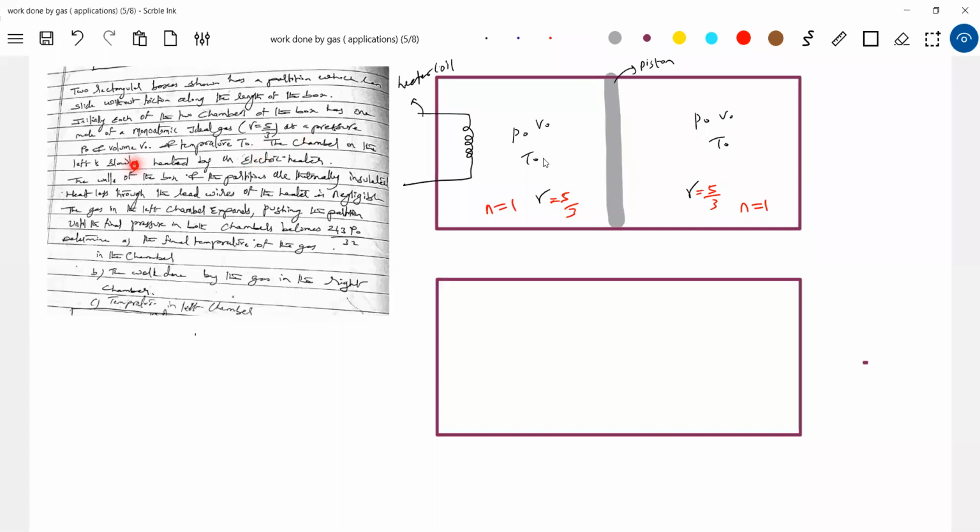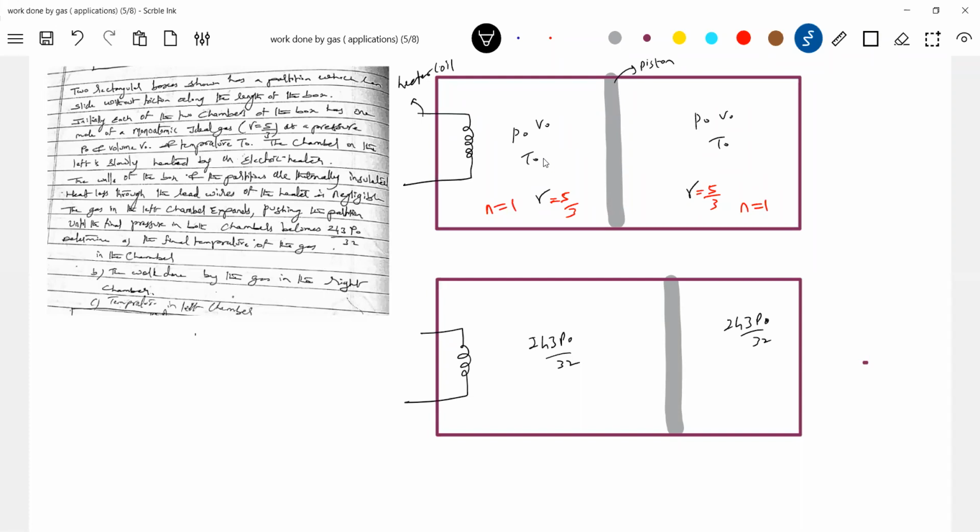The chamber on the left is slowly heated by an electric heater. This is a heater coil. The walls of the box and the partition are thermally insulated. The gas in the left chamber expands, pushing the partition until the final pressure in both the chambers becomes 243 P naught by 32. The partition is being pushed. The pressure in both the chambers is 243 P naught by 32.